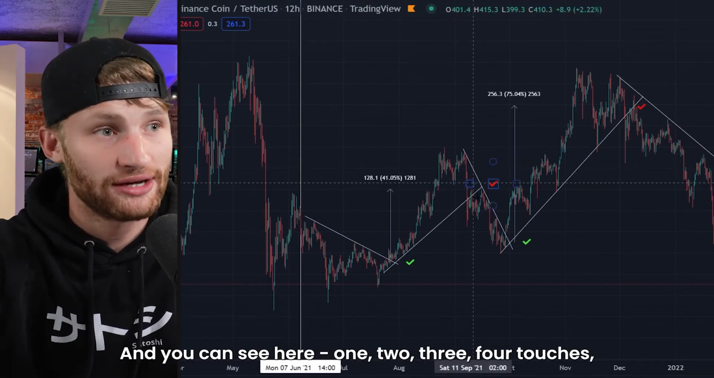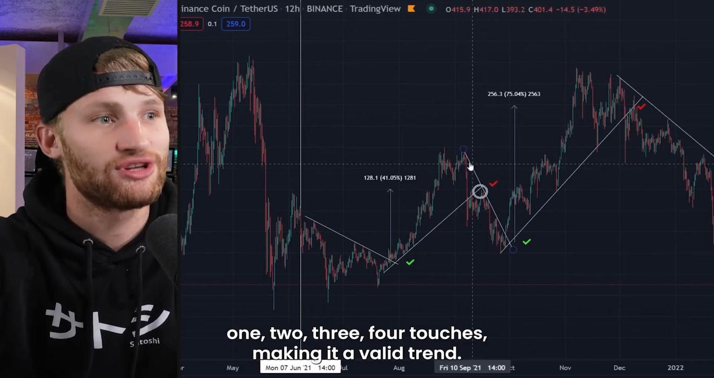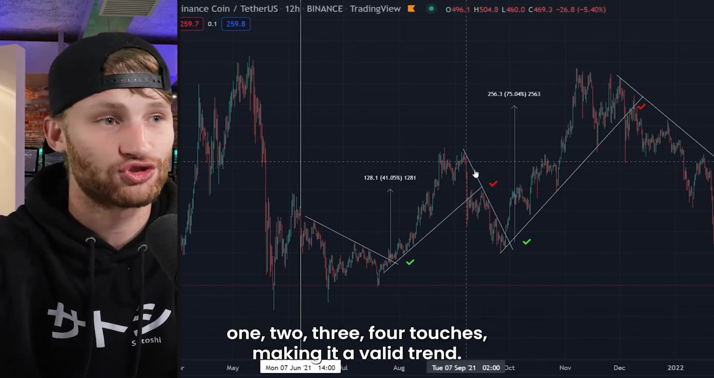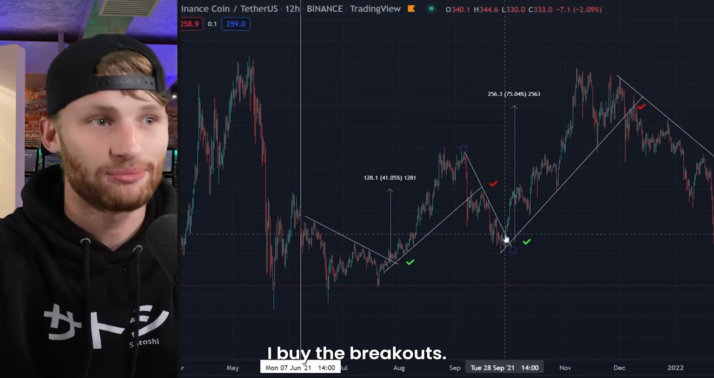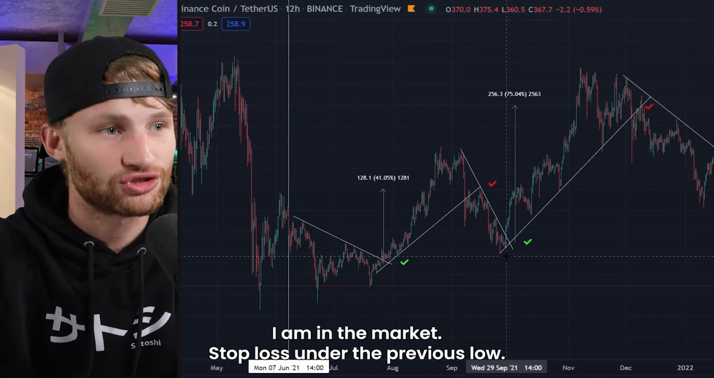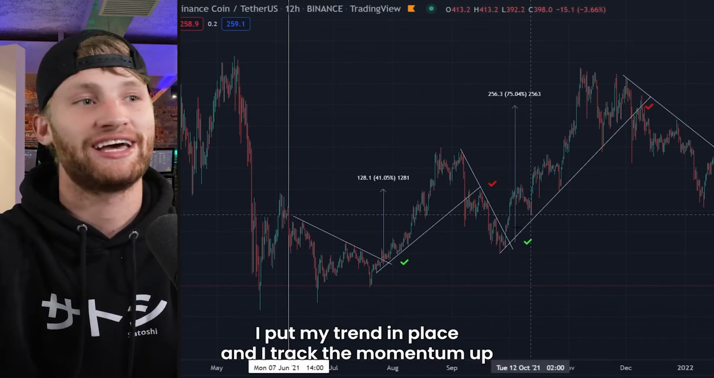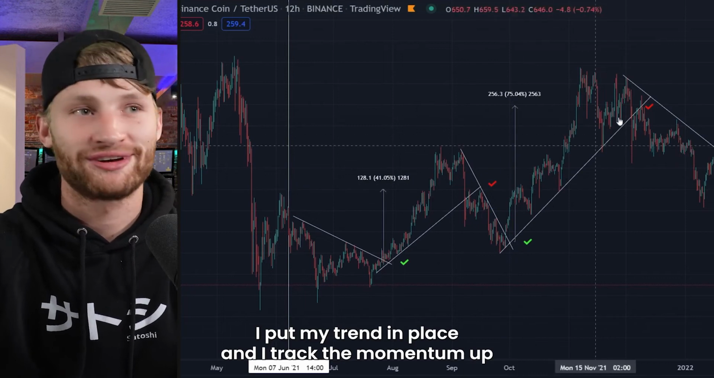And you could see here, 1, 2, 3, 4 touches, making it a valid trend. And what do I do? I buy the breakout. It had a quick retest after that. I am in the market, stop loss under the previous low. I put my trend in place and I track the momentum up.